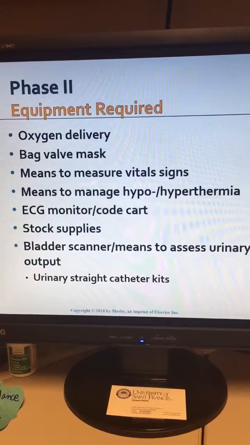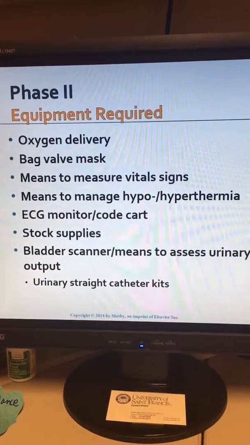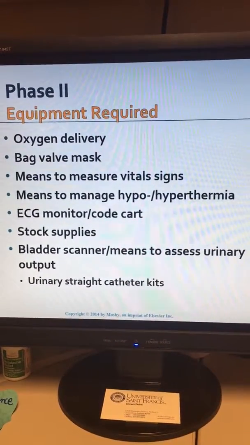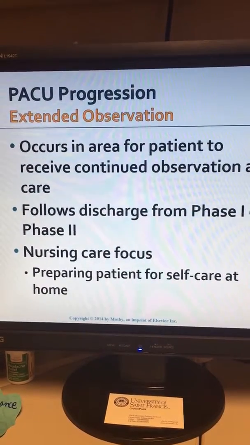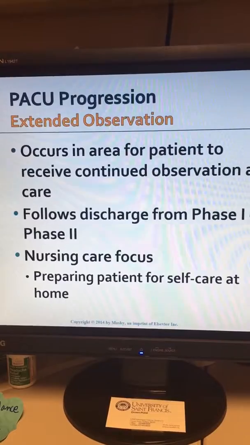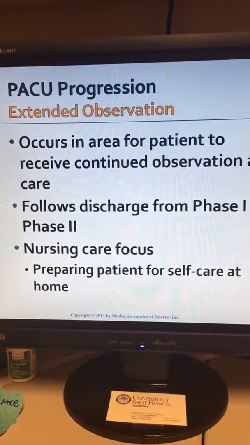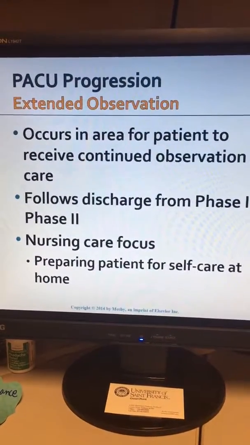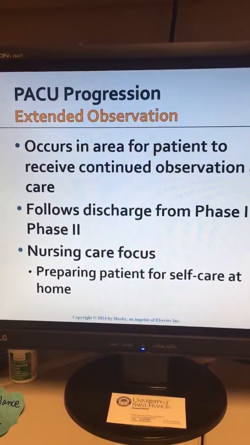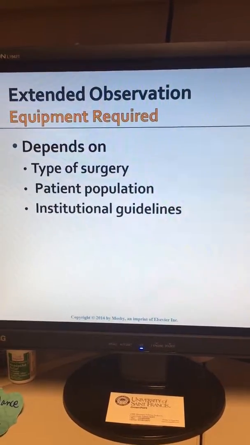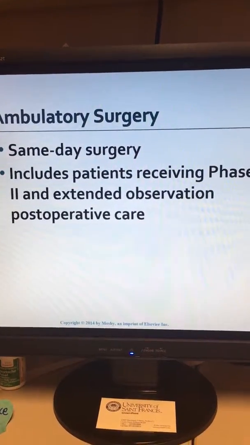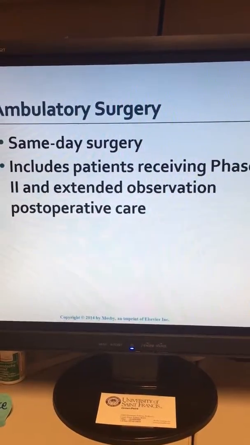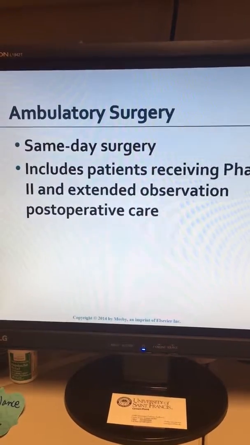So what happens on the floor? We just want to be able to assess these patients as we would typically. The patients still get frequent vital signs when they get on the floor. That's one of the first things we want to do when that patient hits the floor: take vital signs. We want to make sure that their vital signs are stable. And vital signs are usually Q15 times 4, Q30 times 2, and Q1 hour times 4, and then you follow the guidelines.